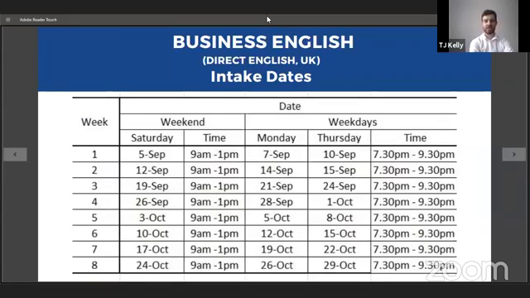Okay, so here we're looking at the intake dates. The next intake should be on the 14th of September. This is illustrative of how our lessons are delivered.